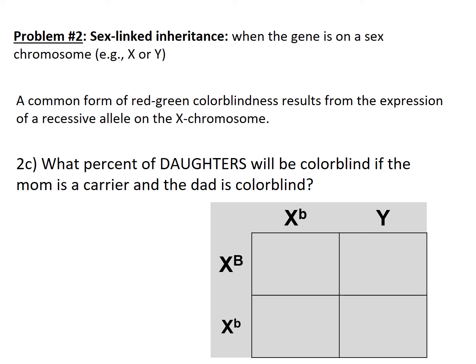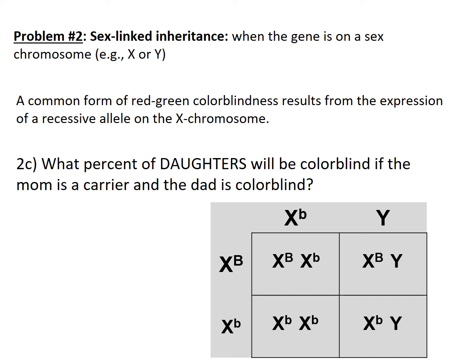So half of her eggs will bear the big B and the other half of her eggs will have the little b. I put dad's sperm across the top. Half of his sperm will have a Y and the other half of his sperm will have an X. And since he's colorblind, the type of X that he has is the recessive little b. Then I fill in my Punnett square with that sperm happening to meet that egg. And here are the 4 types of children this couple can produce.